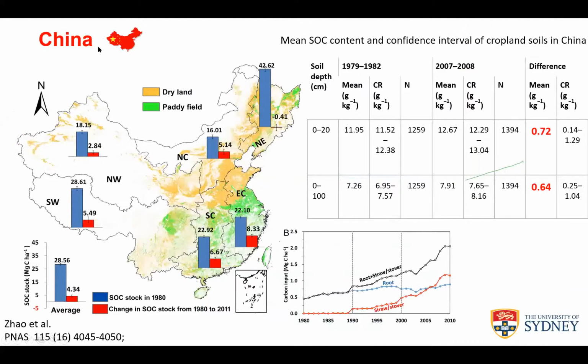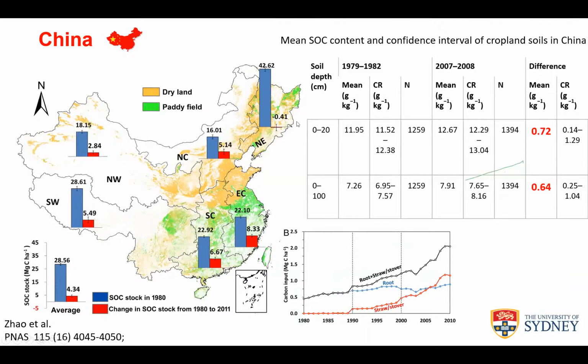This is an analysis in China by Zhao. He's from the Soil Science Institute in Nanjing. They compared different areas in 1980 and 2011. In a lot of places, there's a positive change.